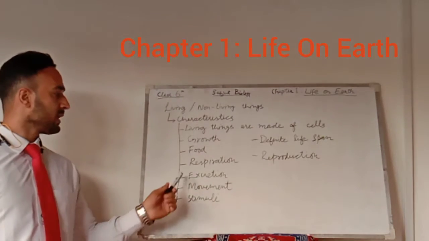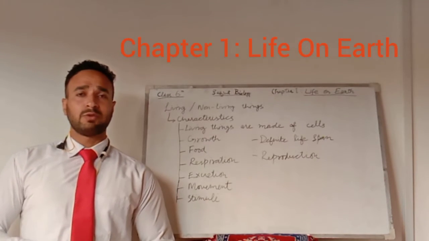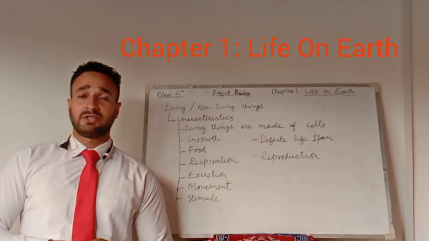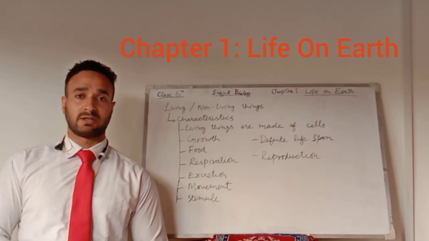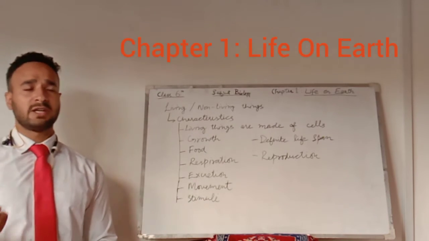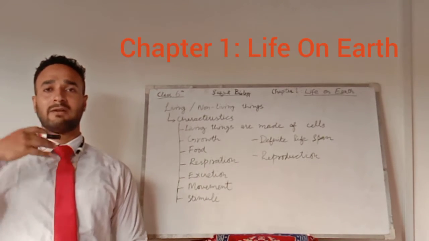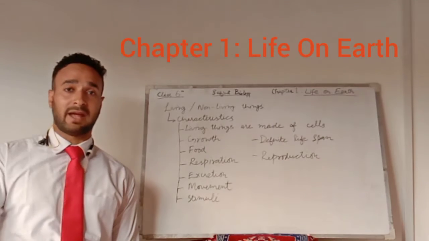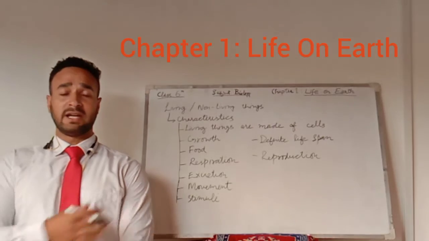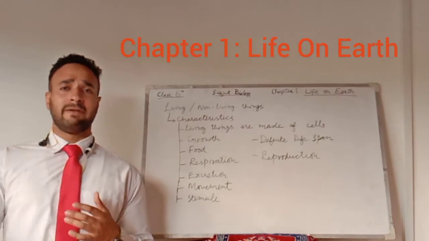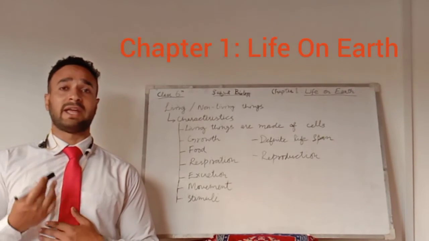The next characteristic shown by living organisms is excretion. How do we define excretion? The process of removal of waste products from our body is called excretion. Like when we inhale oxygen, we give out carbon dioxide, so carbon dioxide is a waste product. Sweating is also a waste product. In any way, the process of removal of waste products from our body is called excretion.